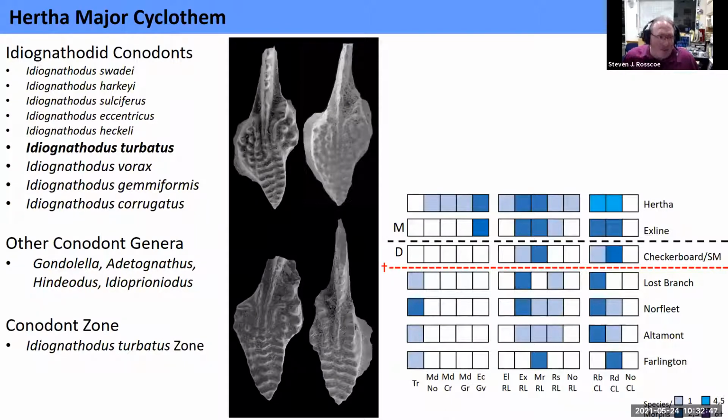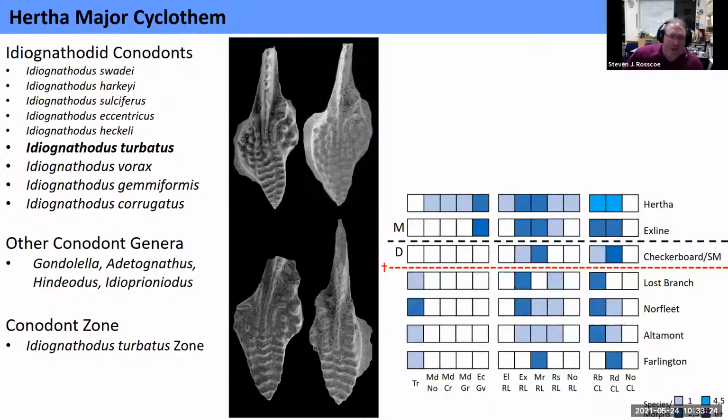At the Hertha level, we see the development of Idianthodus turbatus, also found in several other basins around the world, and some very endemic forms like Idianthodus vorax, and some other forms in the mid-continent that seem to be correlatable, at least across North America, like gemmiformis and corrugatus. At this point, I'm only showing you the new versions because we're heading into a big diversification here. We see turbatus on top left, vorax on top right with a very elongate rostral lobe. And then you see gemmiformis and corrugatus.